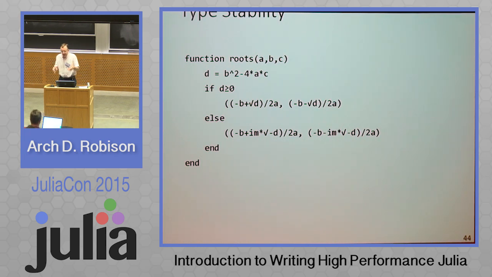It returns a pair of the roots. The bad thing is the result might be a pair of reals, a pair of floats, or it might be a pair of complex.